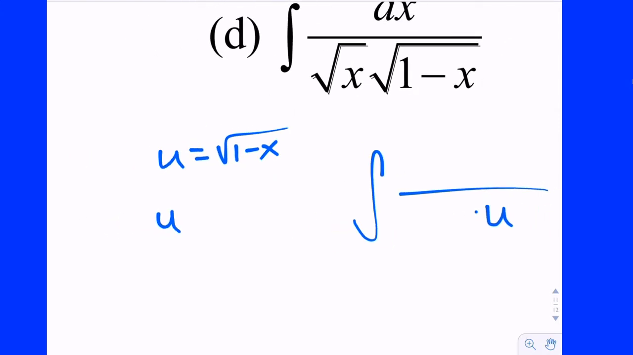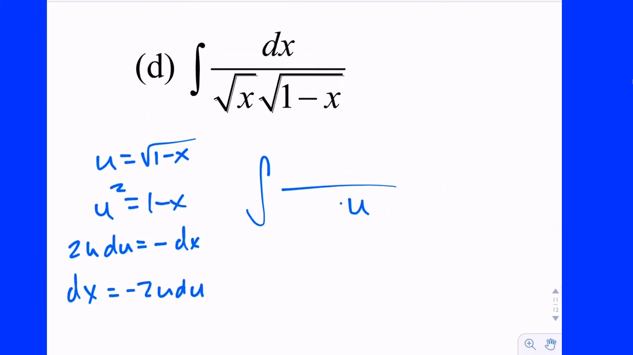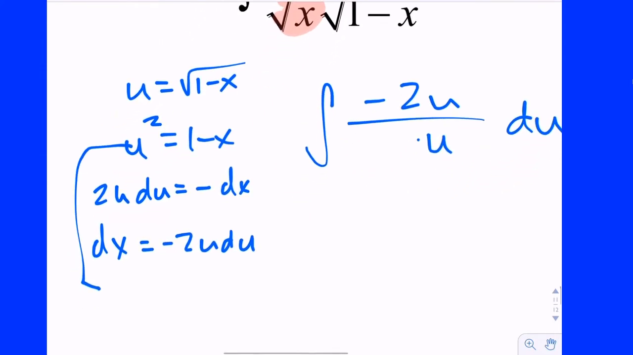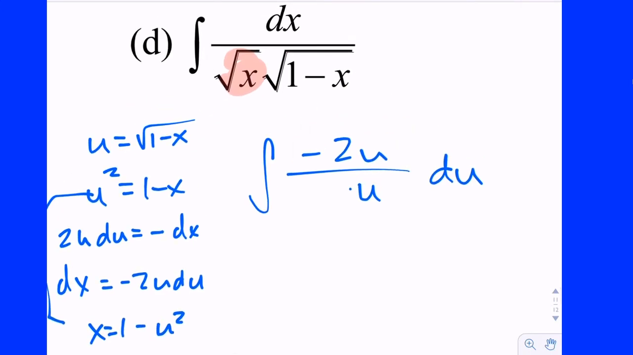If I square both sides, here's a case where instead of taking the derivative, I'm going to square both sides and get 1 minus x. And then take the derivative in differential form, we get 2u du equals negative 1 dx. And so dx would equal negative 2u du. Okay, so I can replace dx with all of that, negative 2u du. And now all I have left to do is replace the rest. Oh, let's see. Oh boy. So if I solve for x, I get x equals 1 minus u squared. And so if I plug that in here, I get the square root of 1 minus u squared.